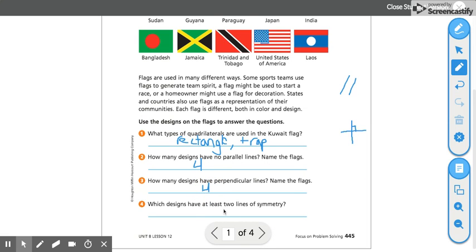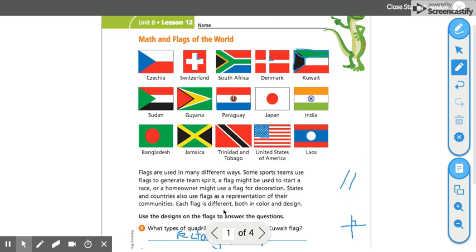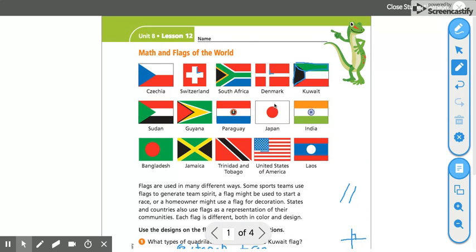Which designs have at least 2 lines of symmetry? So remember, symmetry is when we can split something in half. So for example, like Japan, I could split it in half here. If I was straight with my lines, I could split it and bend it both directions and it would be even. I see another example here with India. If I went right down the middle there, it's a little hard to draw with these lines. If I went right down the middle, I could split those as well. And they both have 2 lines of symmetry.